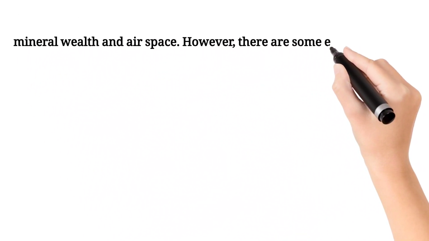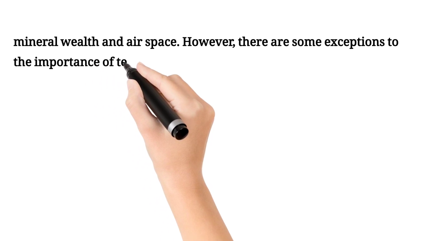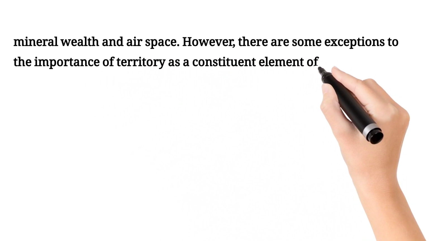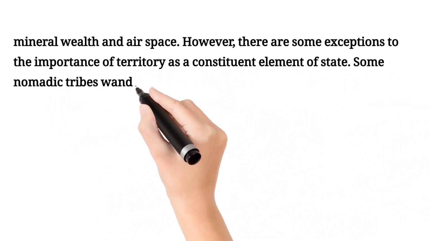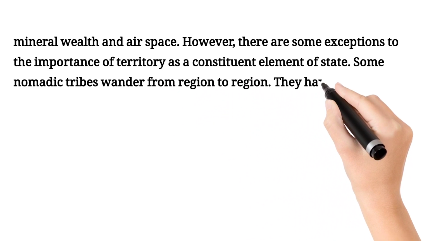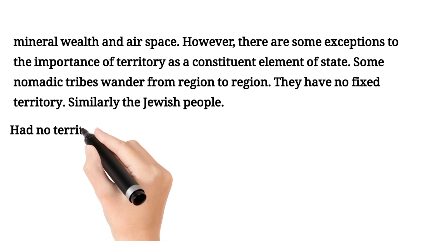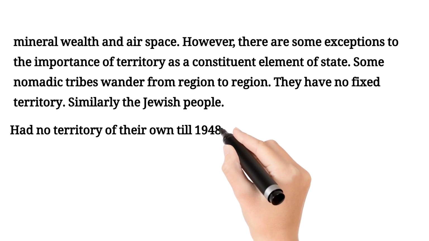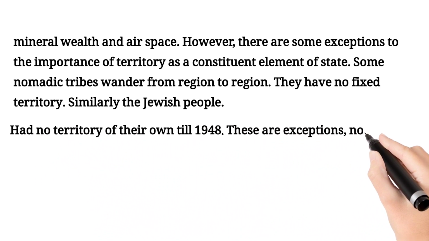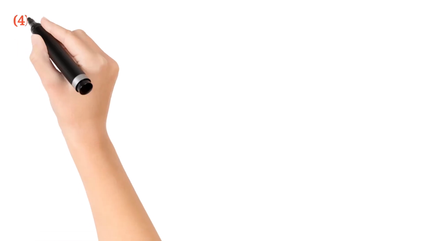However, there are some exceptions to the importance of territory as a constituent element of state. Some nomadic tribes wander from region to region. They have no fixed territory. Similarly, the Jewish people had no territory of their own till 1948. These are exceptions, not the rule.